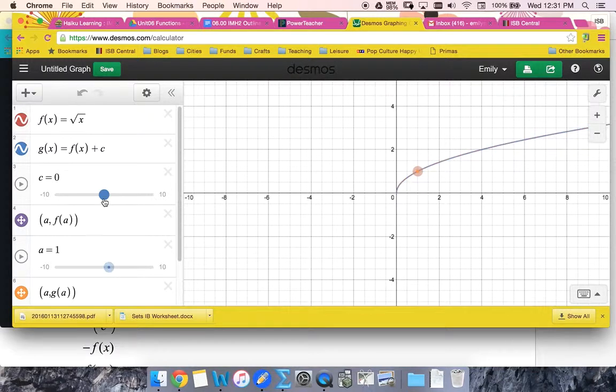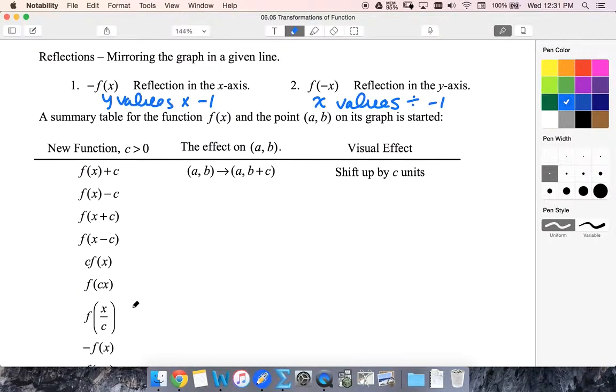So when c is 0, they're on top of each other. If c is 1, it's been moved up by 1. So that's a way you could test your ideas for what each of these things is doing. So go ahead, fill this in, go to the document, check your answers, and then ask me if you have any questions.